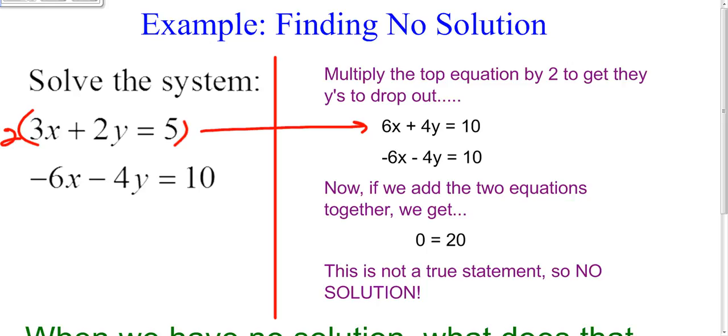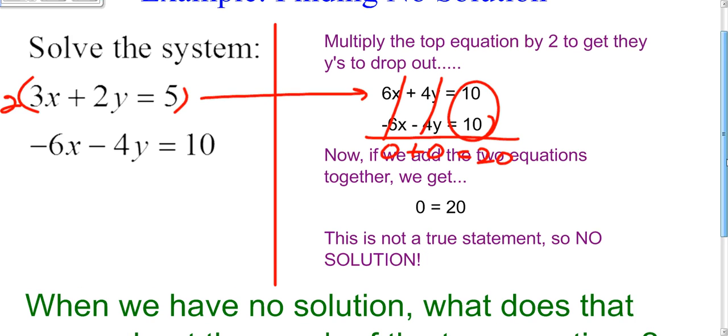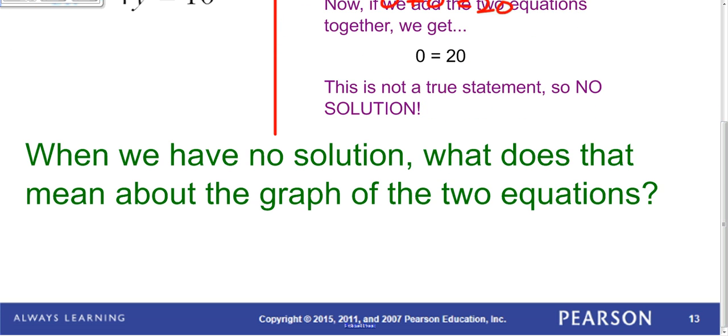Then when I go ahead and add, those drop out. Those drop out, so I have 0 plus 0, which is 0. And then if I add this, I get 20. So 0 doesn't equal 20. All my variables are gone. 0 does not equal 20. It's not a true statement. And so my answer has to be no solution.